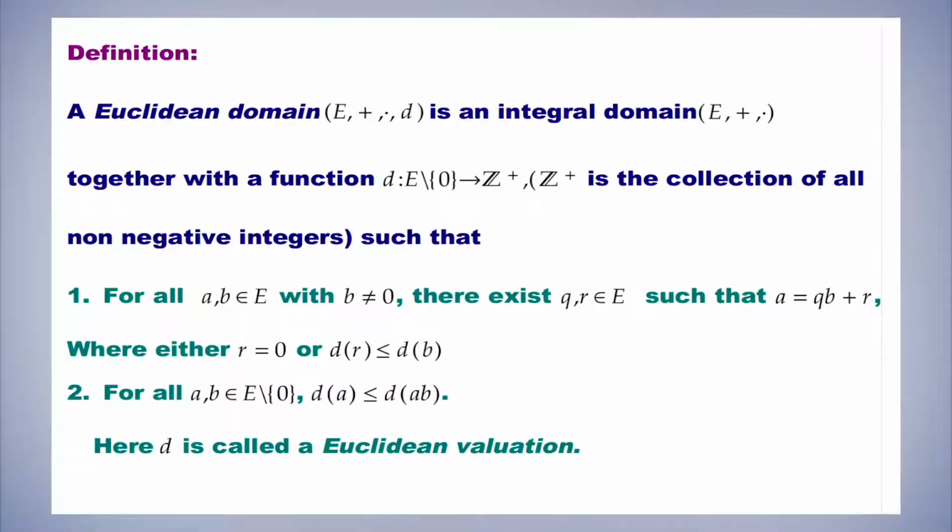A Euclidean domain (E, +, ·) is an integral domain together with a function d: E∖{0} → Z⁺, where Z⁺ is the collection of all non-negative integers, such that for all a, b belonging to E with b not equal to 0, there exist q, r belonging to E such that a = qb + r, where either r = 0 or d(r) < d(b). Also, for all a, b belonging to E∖{0}, d(a) ≤ d(ab). Here d is called a Euclidean valuation.